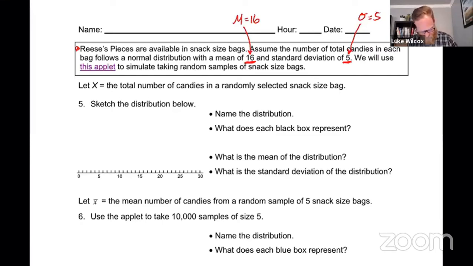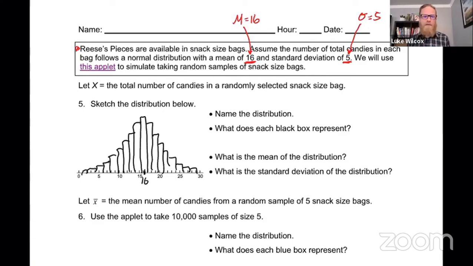So we know 16 is the mean, so I'm going to draw the biggest bar at 16, and then the bars get lower and lower as we move to the right, and they get lower and lower as we move to the left. So it looks something like this. And don't worry about that being perfect, just get the general idea down there. And first we want to name the distribution, and I told you already, we are going to call this the population distribution because it represents the population of all snack size bags of Reese's Pieces.